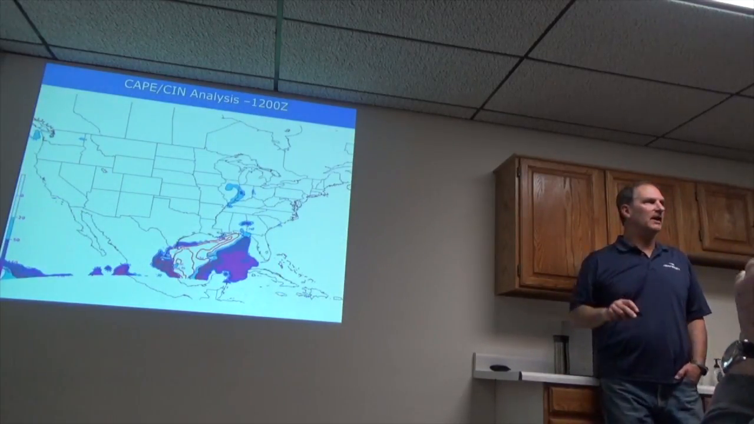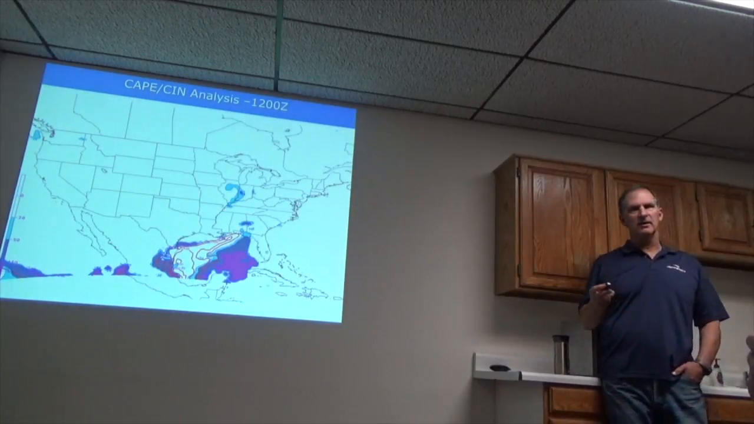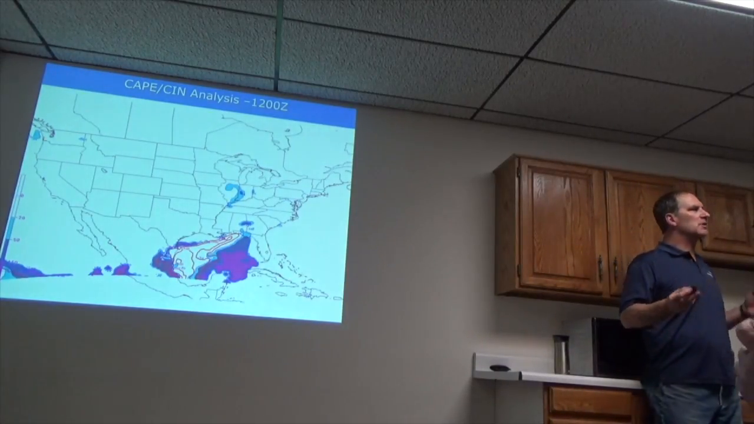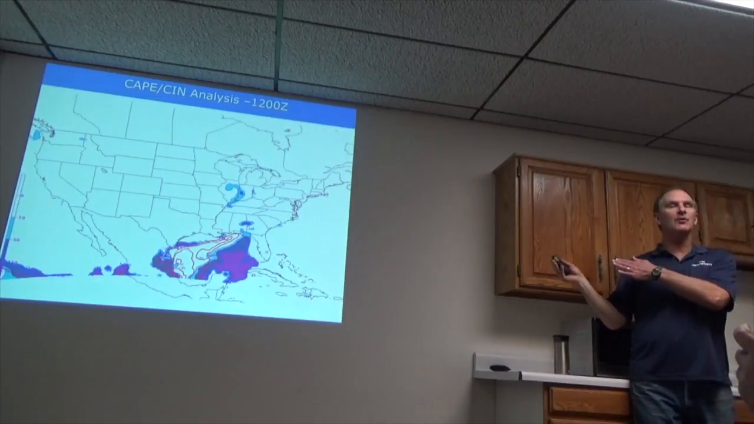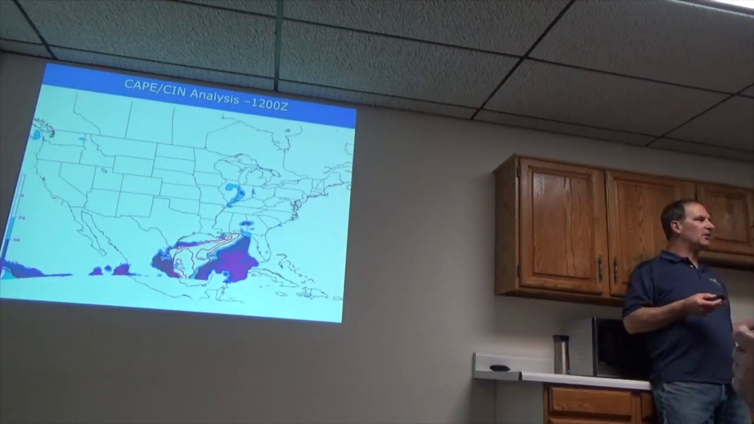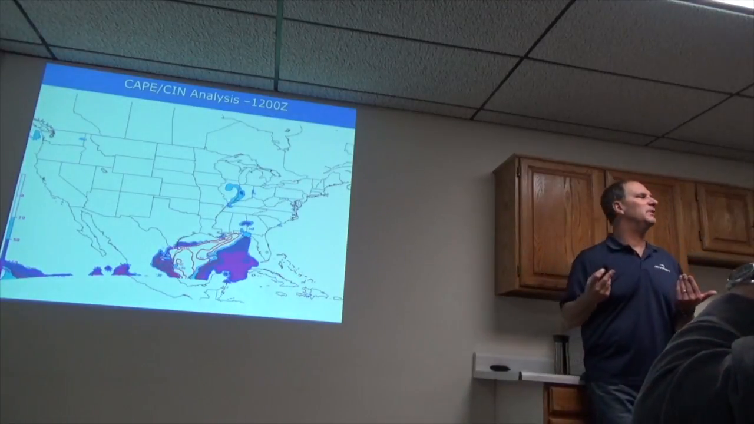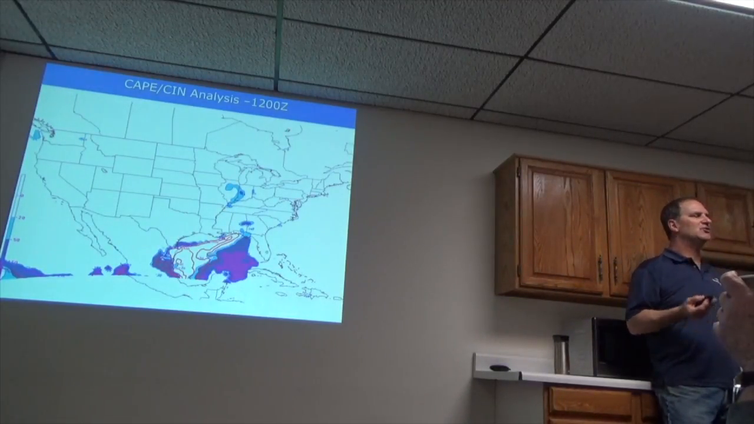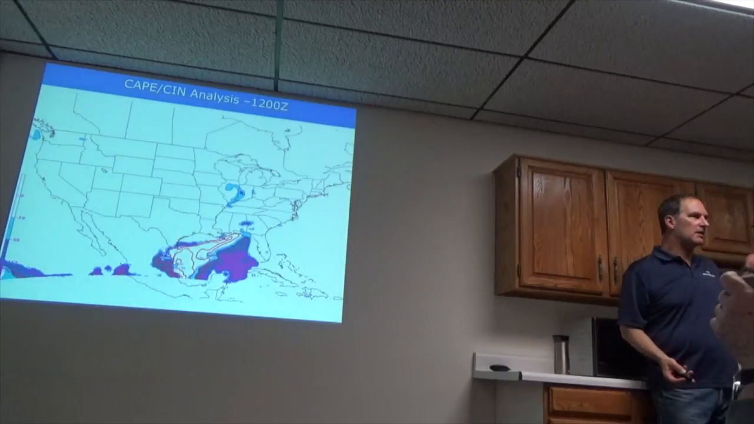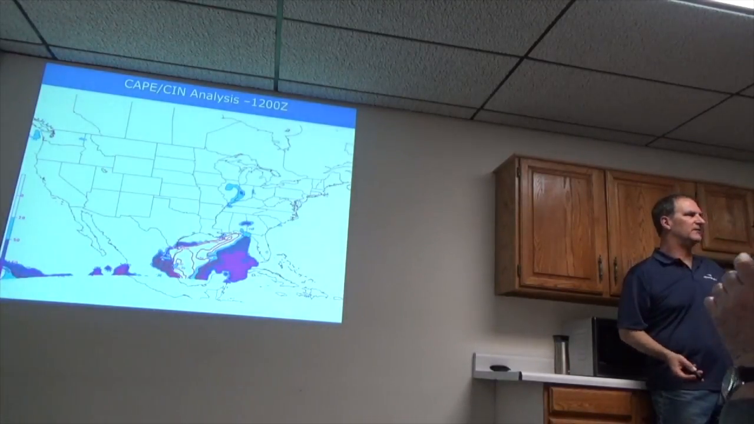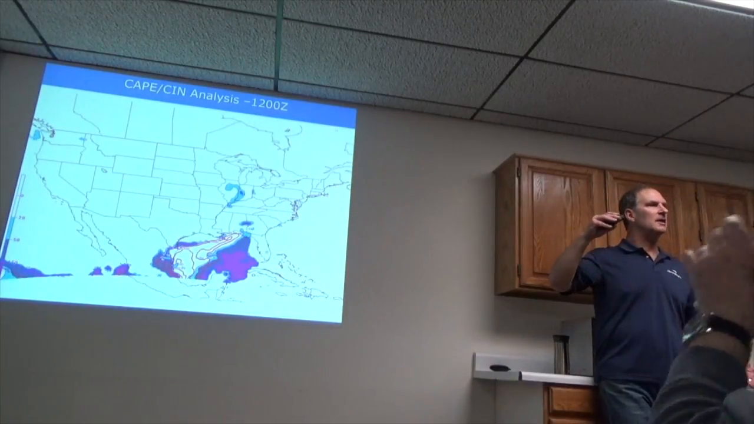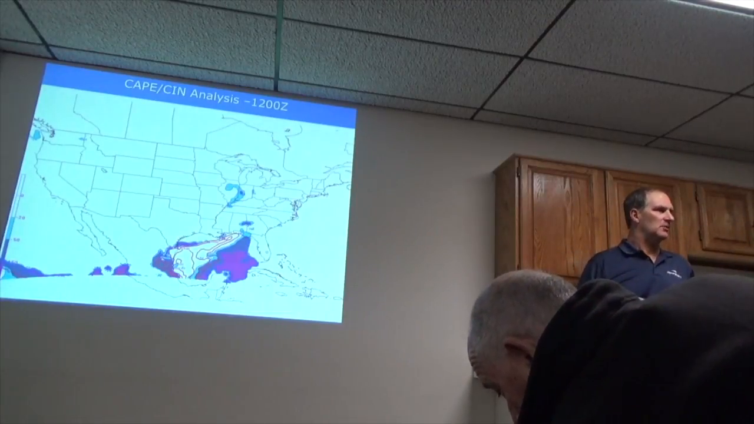So this is our CAPE and CIN. I didn't talk about CIN. Convective inhibition goes along with CAPE. So in that diagram I showed you, we had positive areas, that's CAPE. The negative areas are CIN, convective inhibition. And again, those two kind of weigh each other out. If the CAPE exceeds the negative, we have a positive value. If the CIN exceeds the CAPE, then we have negative values.